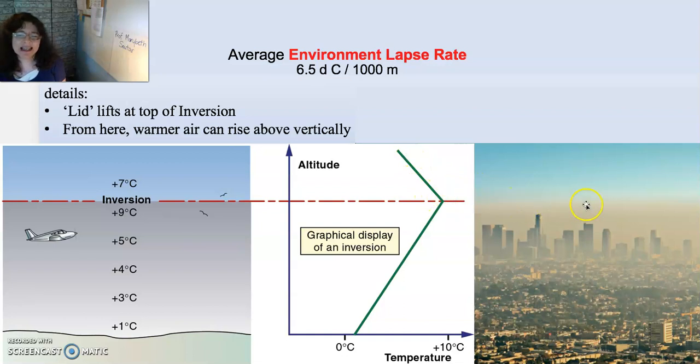So this is the lid where those temperatures meet and the top of the inversion. Above it, you will have more dense and clear air. This is Los Angeles here and their famous smog.